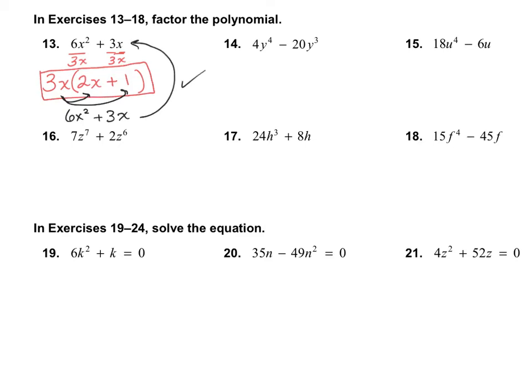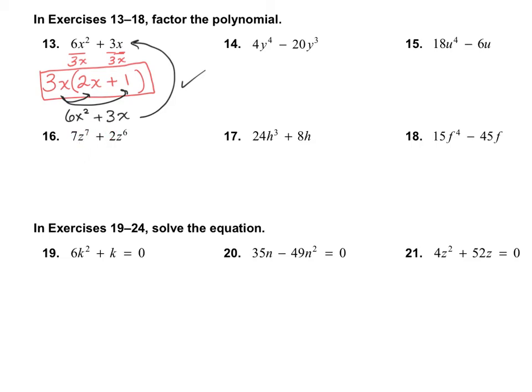Let's take a look at number 16. So on number 16, we need to figure out what we can divide out. So let's look at our numbers first, 2 and 7. The only thing we can take out is a 1. So that means I'm not going to bother taking anything out for our numbers.